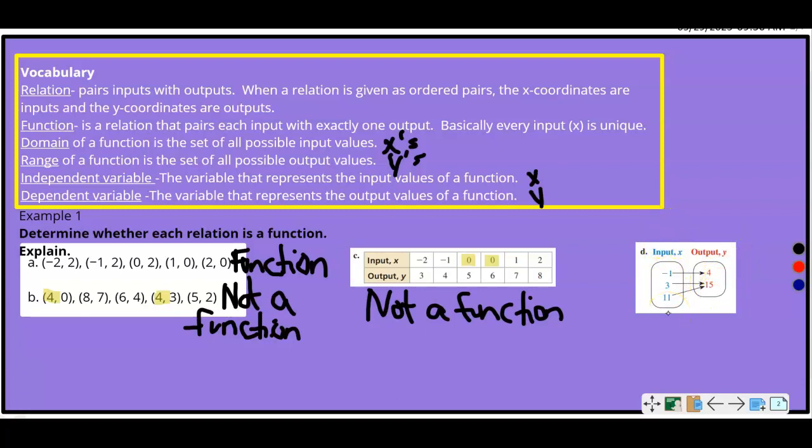So again, we're looking to see that our x's or our inputs are unique. So if you look at this, it would be -1, 4, 3, 15, and 11, 15. Because the input values are unique, it only maps from one number to something else. Even though 3 and 11 both go to 15, the input values are unique, so D part would be, yes, a function.